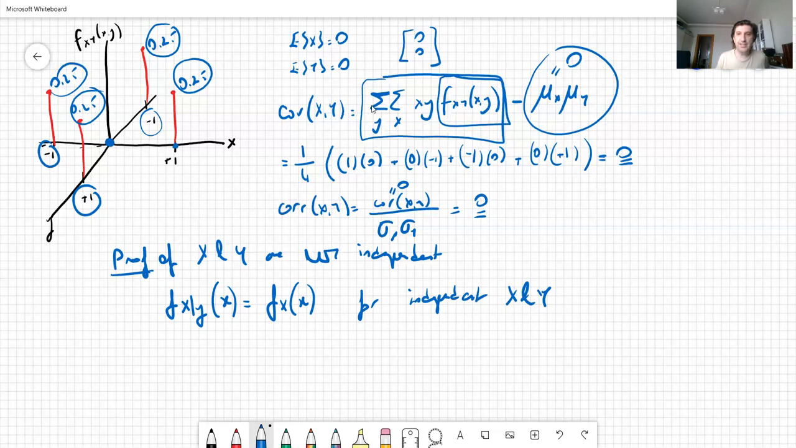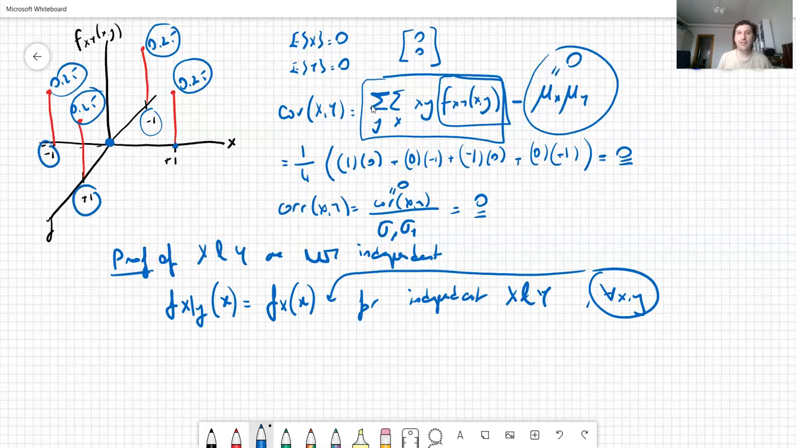If this condition is satisfied for all x and y values, then we can say that X and Y are independent. Actually, I should have written this here: X and Y are independent.